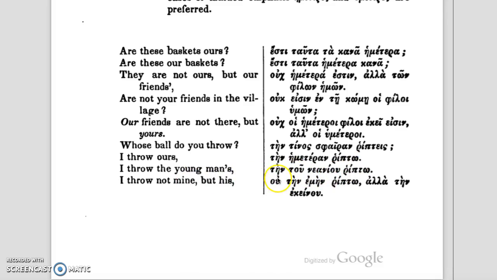I throw the young man's. Ten tu neaniu ripto. The of the young man I throw. So notice that ten is carrying all the work of the word sferan. It's just the. We would add the word ball. I throw not mine, but his. U ten emen ripto. So not the mine I throw, ala ten ekinu, but the his. Ekinu. But that one.